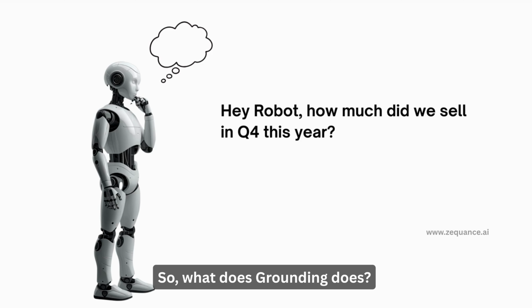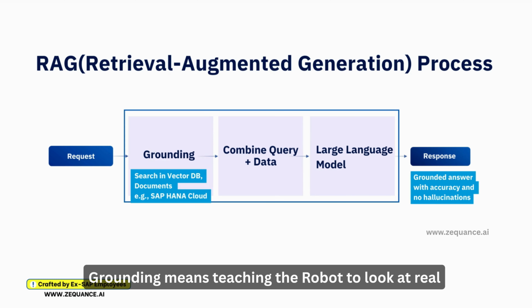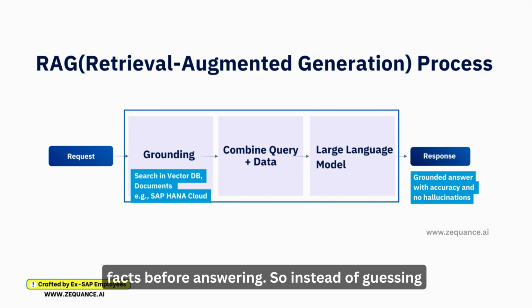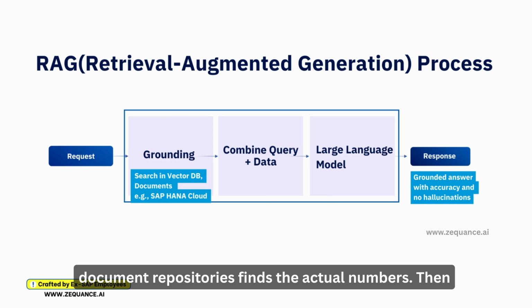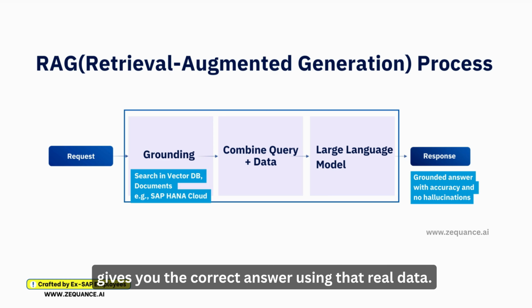So, what does grounding do? Grounding means teaching the robot to look at real facts before answering. So, instead of guessing, the robot looks into your SAP data like S/4HANA, SuccessFactors, or any document repositories, finds the actual numbers, then gives you the correct answer using that real data.